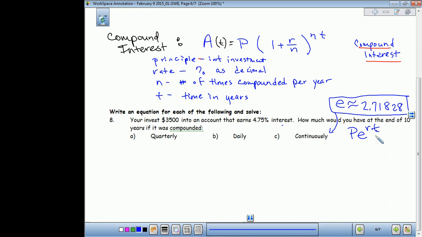P times E raised to the RT. R and T are up here as exponents. There, that looks better. PERT. Do y'all see it? P-E-R-T? PERT? Yes. All right. And this is the formula that we use for compounding continuously. If you hit the second button and the divide button on your calculator, guess what pops up? E. And we need E in PERT. That, saying PERT makes sense.